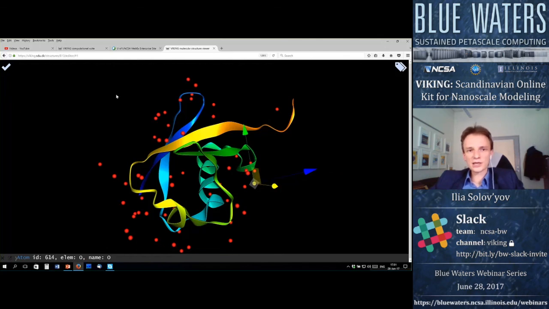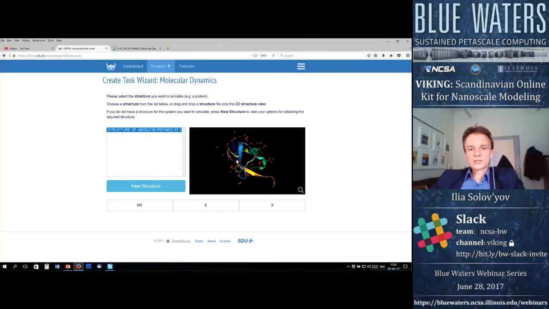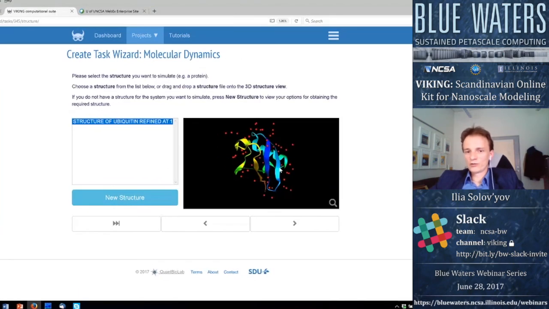But basically, the viewer, this editor here, also contains some possibilities for editing your structure, and we are continuously working on expanding the possibilities. So at a later point, I do believe that we will have things like introducing mutations into proteins, and it will also be very easy to dock two structures together, so that this will enable more sophisticated computations. All right, once the structure is set and modified, we can proceed with the next step of the wizard.